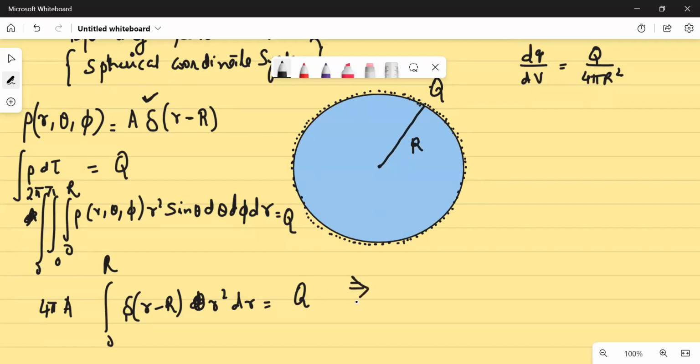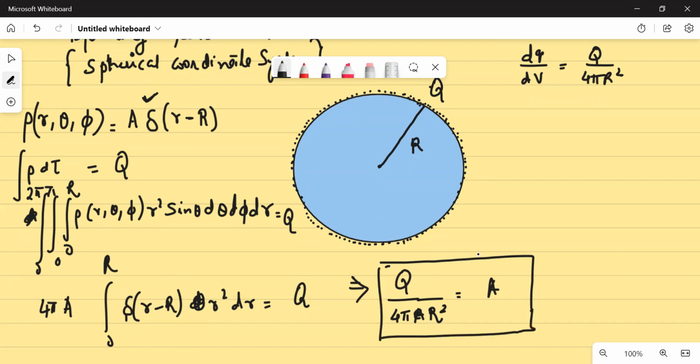So what it will give me, eventually I would get Q upon 4 pi A, and this particular thing would be what? So it is R square here. This is centered at R. So the filtering property gives me that this would be equal to R square is equal to A. So A would be equal to Q upon 4 pi R square. So my volume charge density, I can write as Q upon 4 pi R square Dirac delta of r minus capital R.